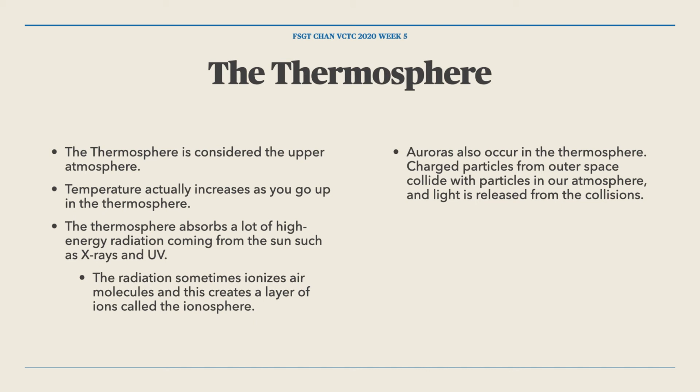The thermosphere absorbs a lot of high energy radiation coming from the sun, such as X rays and UV rays. The radiation sometimes ionizes the air molecules and creates a layer of ions called the ionosphere, which is pretty cool. As well, auroras also occur in the thermosphere. Charged particles from outer space collide with particles in the thermosphere, and light is released from the collisions of the excess energy. So we see them as auroras if you go up north.